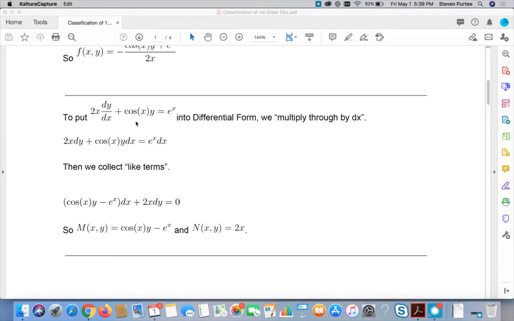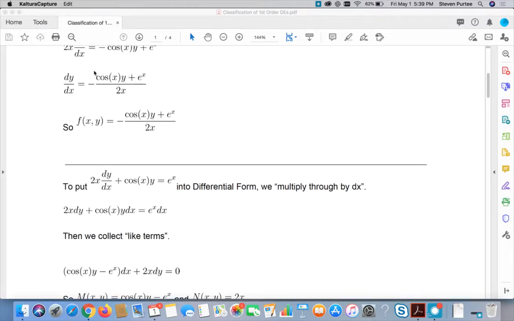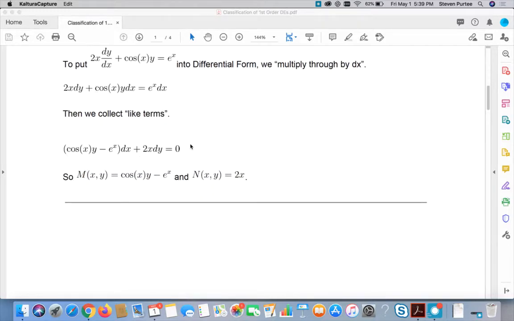So here the dx would cancel, pick up a dx here and a dx here. And now get our dx's together. So these two are like terms in dx. So when we move the e to the x dx over, factor out the dx, we get this equation. So we would call this differential form. It's the same differential equation. This was just the way it was written here. This was standard form. This is differential form.